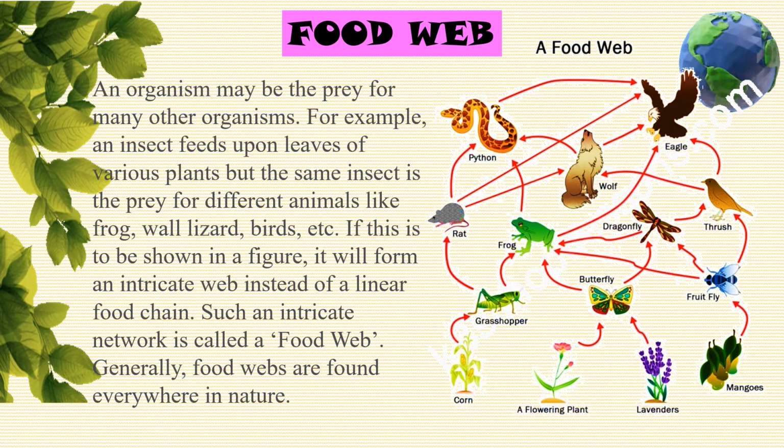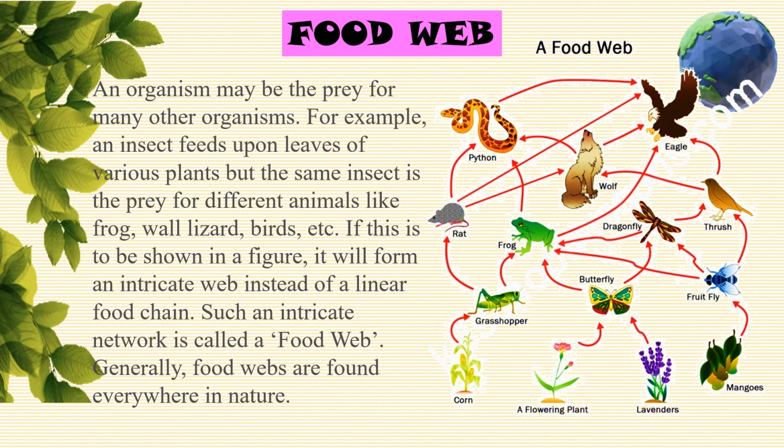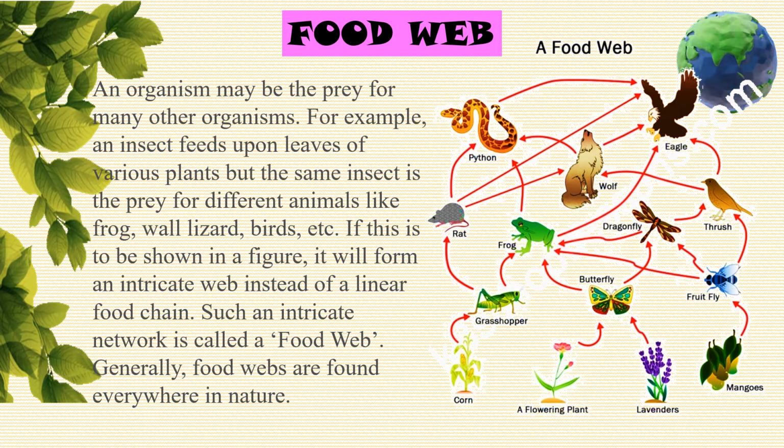If this is to be shown in the figure like this, it will form an intricate web instead of a linear food chain. Such an intricate network is called a food web. Generally, food webs are found everywhere in nature.